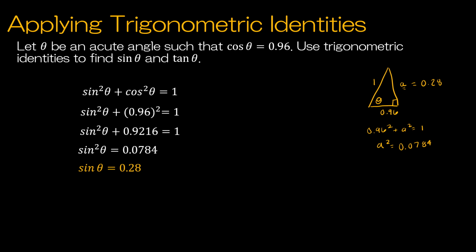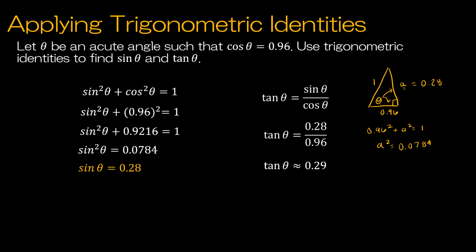Now the second one says find tangent of theta, and tangent of theta, if I were using my picture, is opposite over adjacent, so 0.28 divided by 0.96, or tangent of theta is sine divided by cosine, which is 0.28 divided by 0.96. So hopefully it's all making those connections in your brain, and all I have to do is just simplify that to get about 0.29.